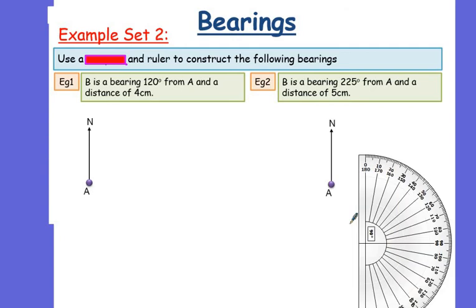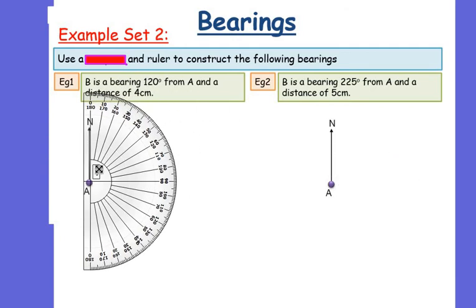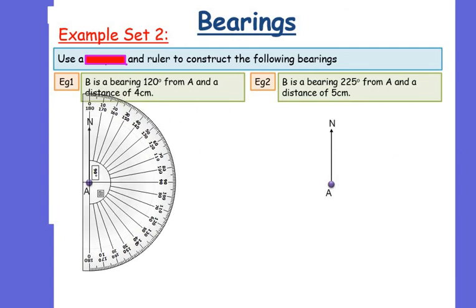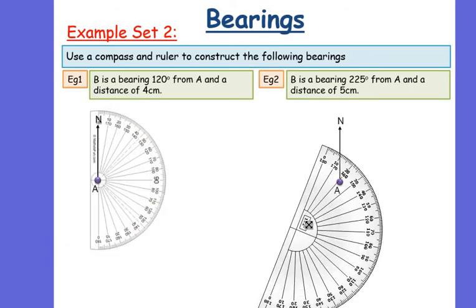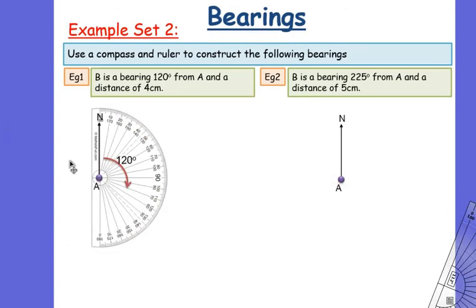So the first thing I need to do is take out my protractor and put it on A. We know that B is at a bearing of 120 degrees. So we know B is going to be somewhere around here at 120 degrees from A. Move that protractor out of the way. There you are. So we're at 120 degrees from A.